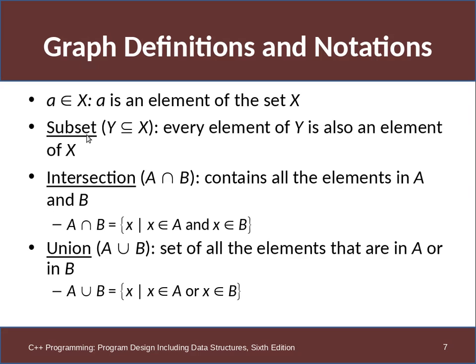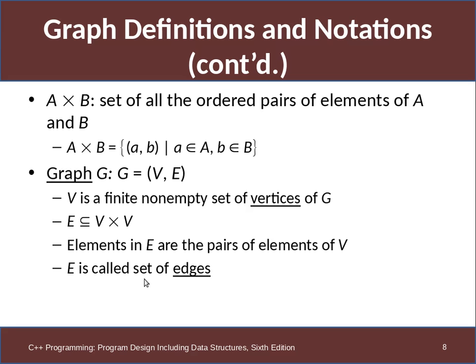A is an element of X. Okay, that's great. Subset, Y. Okay, great. Intersection and union. Yeah, the other slides put Korean letters for all these, so it was really difficult to see. All right, so we got element, subset, intersection, union. All right, we're good. So that's the cross.